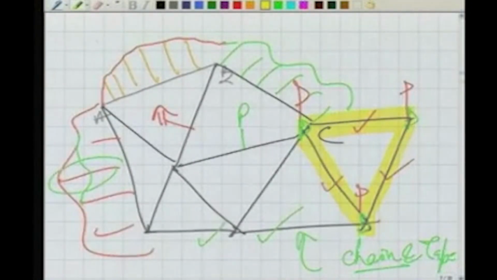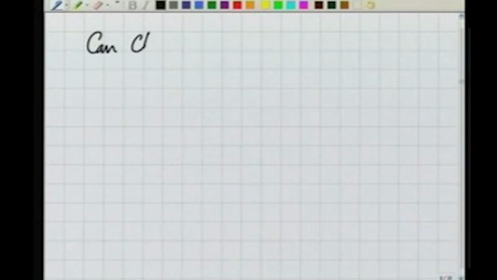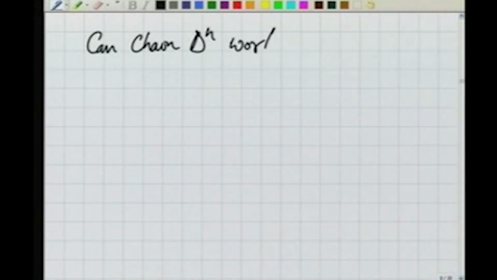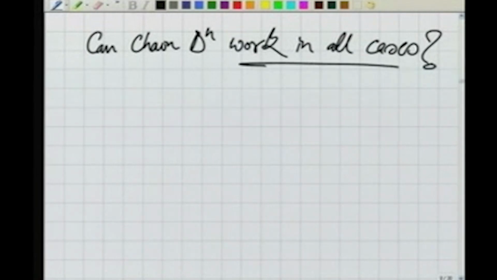Well, there is a question. The question is, can chain triangulation work in all cases? Now this is where you have to think. Start thinking of your neighborhood, your school, your college campus. Can you really do chain triangulation in all those cases?